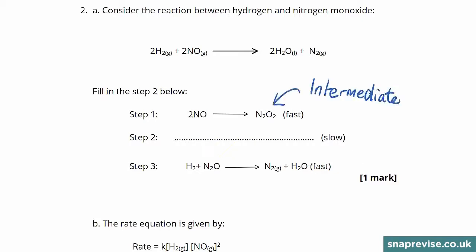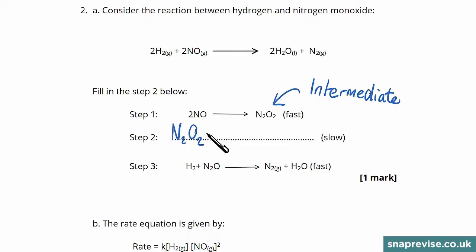N2O2 here does not appear in the overall reaction equation either as a reactant or as a product, which makes it an intermediate. This means it must be used up somewhere. It's not used up in step 3, so it must be used up in the step we're writing, step 2. So we can write it in as N2O2.